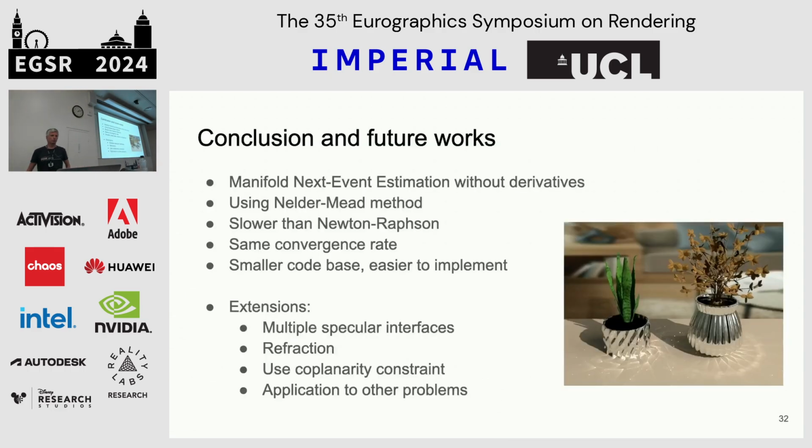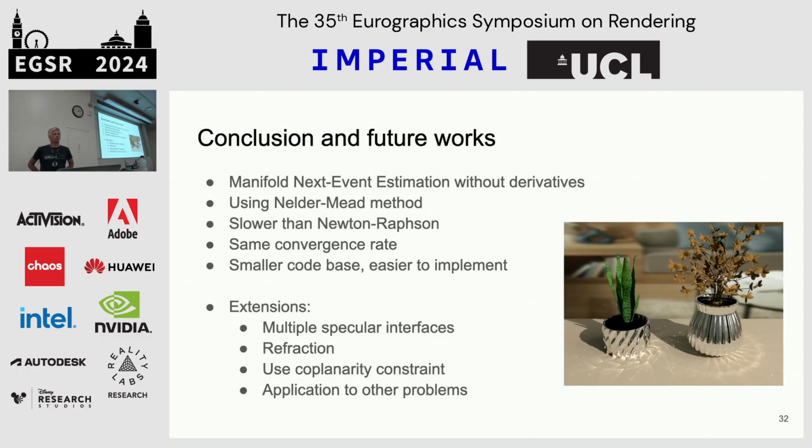So, in conclusion, we just showed a method to compute the manifold next event estimation without derivatives using the Nelder-Mead method. It's slower than the Newton-Raphson method, but it has the same convergence rate. And the key advantage in our view is that it will result in a smaller code base. So if you want to add caustics to your favorite path tracer without expanding a larger code base, you now can.